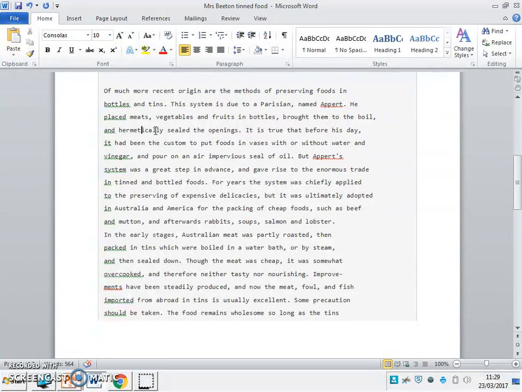It is true that before his day it had been the custom to put foods in vases with or without water and vinegar and pour on an air-impervious seal of oil. Okay, so there's another word there that might scare you. Impervious. Take it out. What's the context? So they're putting food in vases with or without water and vinegar, and they're putting on a seal of oil. So they're putting on a layer of oil, yeah? So air impervious must mean that the layer of oil is separating the food from the air.